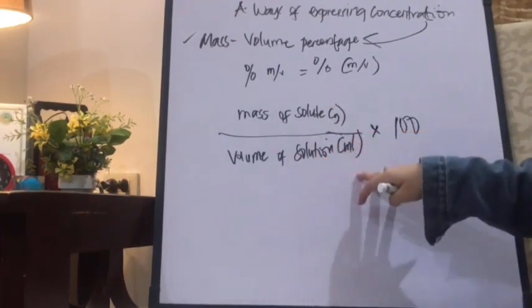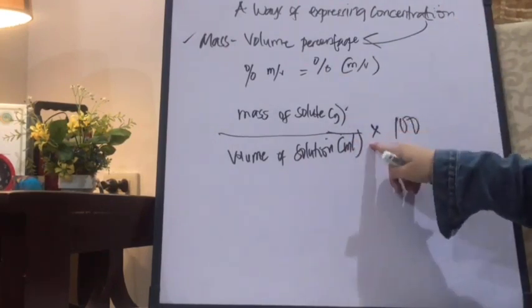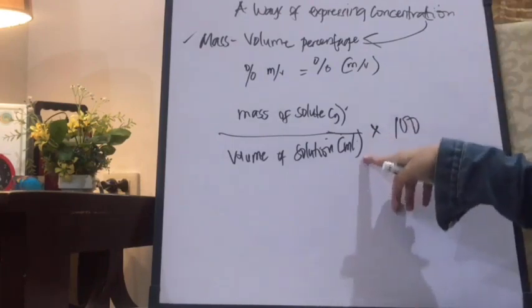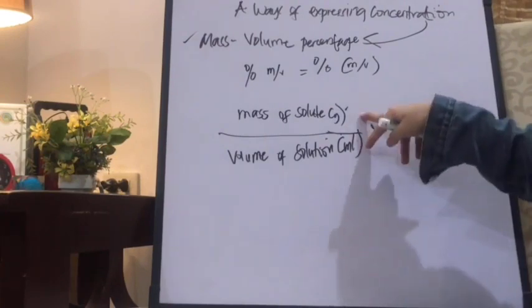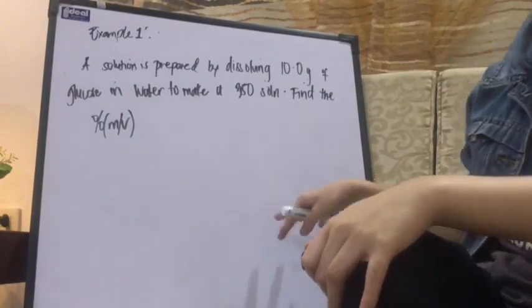It's very important to pay attention to the units of grams and milliliters. They might give you a question where you need to convert into milliliters and grams. But this is how it needs to be solved. It needs to be in grams and milliliters. So we're going to give an example. Example number 1 of mass volume percentage.